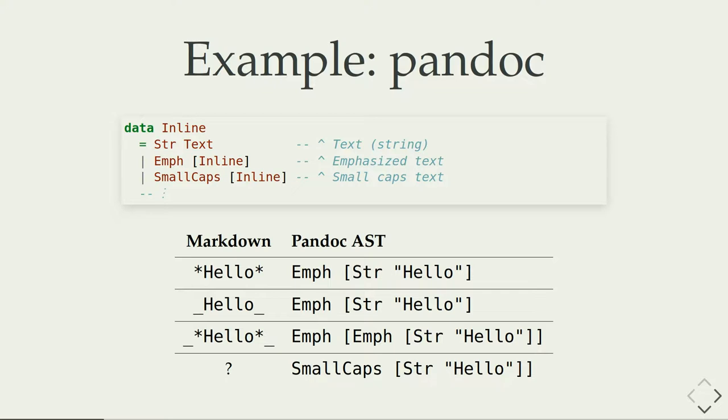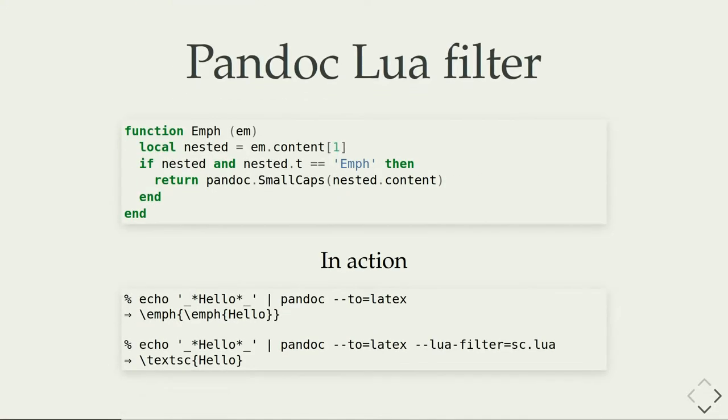And of course, we could patch Pandoc and rewrite the parser and everything. But we could also say, okay, we have this AST, we want to convert it. Can we do that? And we can, and we're gonna use Lua for this. Because Pandoc has a feature called Lua filters, and it allows you to write some Lua code, which is then applied to the Pandoc AST. So in this example, we take all emphasis elements. And we check if the first element in this emphasis is also an emphasized text. And if it is, then we take the content of the nested emph element and we turn it into small caps.